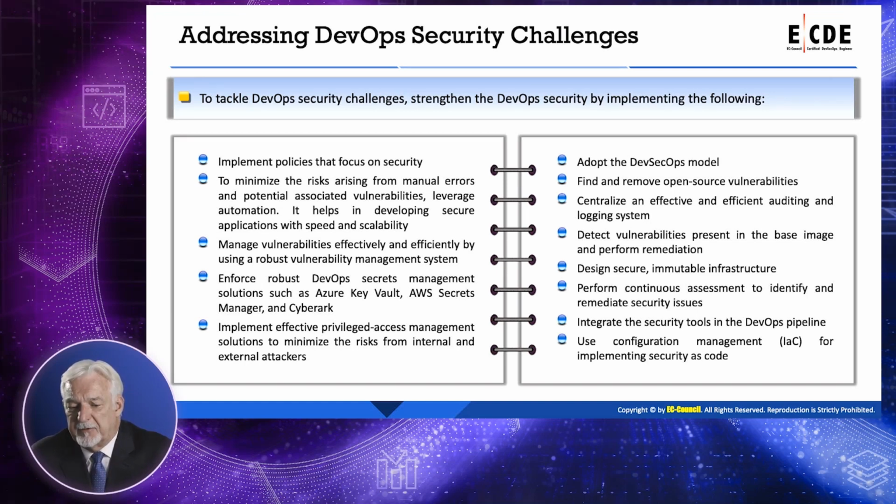You implement effective privileged access management solutions to minimize the risk from internal and external threats. You find and remove open source code vulnerabilities. You centralize an effective and efficient auditing and logging system. You detect vulnerabilities present in base images and perform remediation when discovered. You design secure, immutable infrastructure. You perform continuous assessments to identify and remediate security issues. You integrate security tools into the DevOps pipeline. You use configuration management within infrastructure as code for implementing security as code.